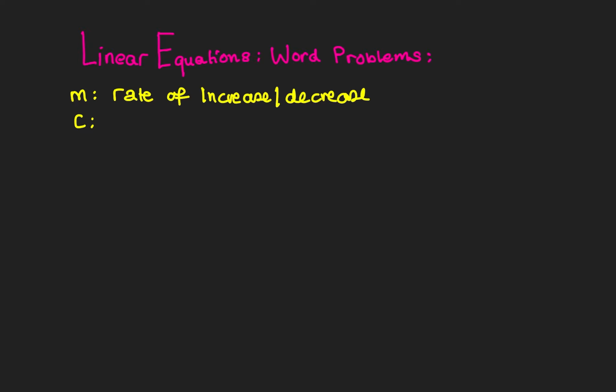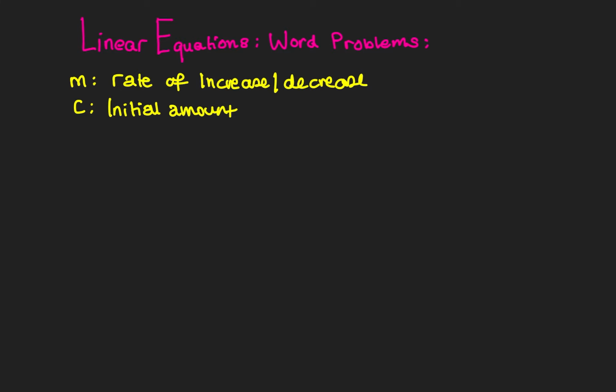And therefore, C here is the y-intercept. So C would be the initial amount or the certain particular amount before the rate is increasing. Okay, so with this in mind, let's get right to the word problems.